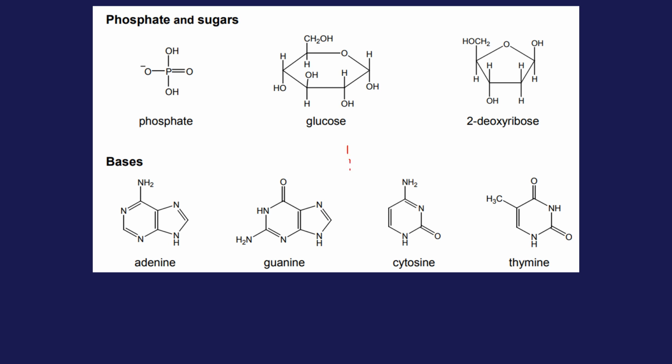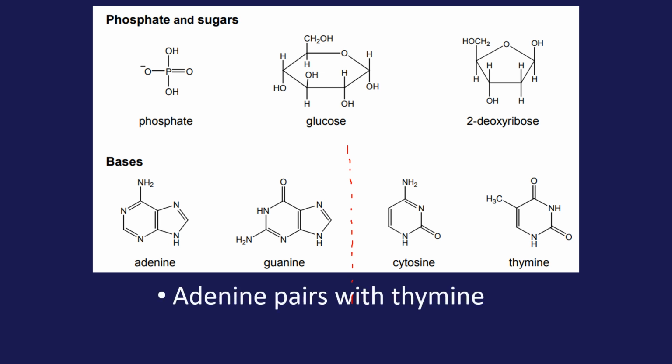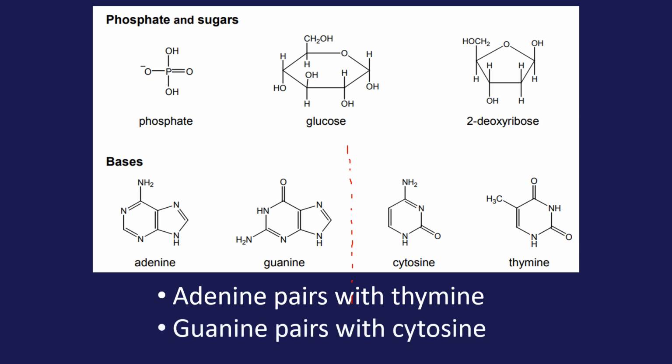I imagined myself folding this data sheet in half. And when you fold it in half, the adenine pairs with the thymine, and the guanine pairs with the cytosine. Watch this.